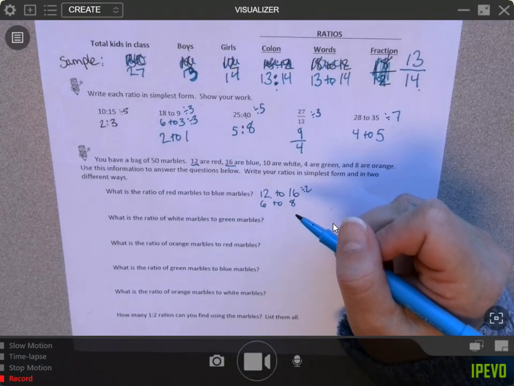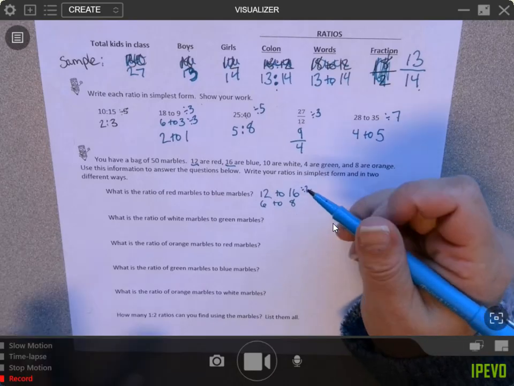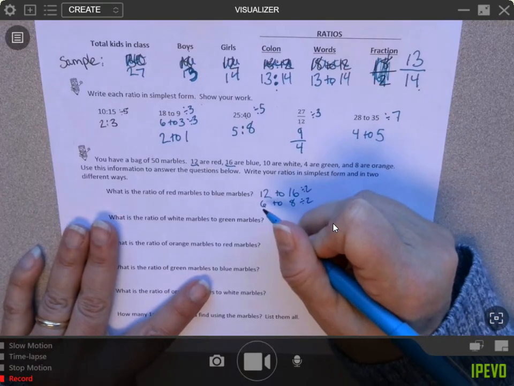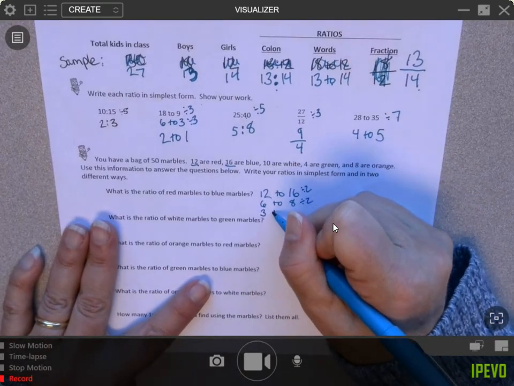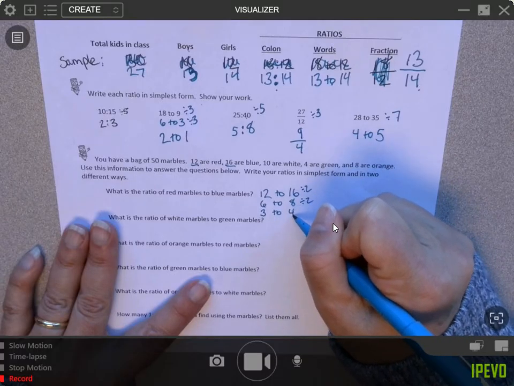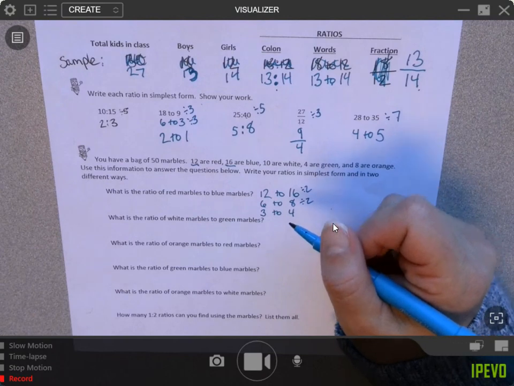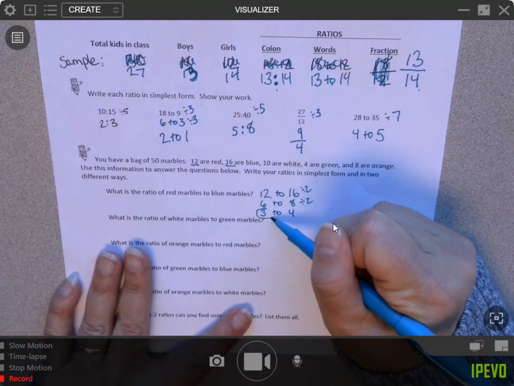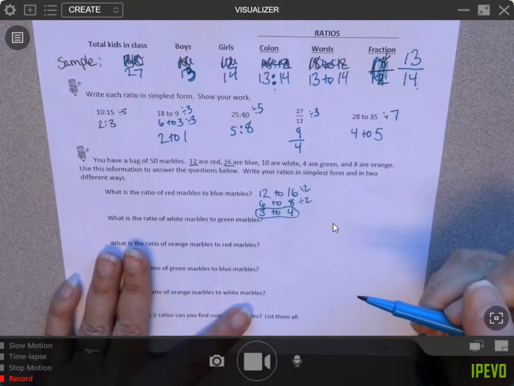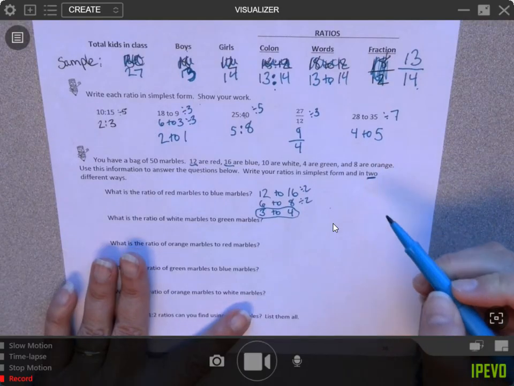What else can I divide out, Adeline? Another 2. 6 divided by 2 is 3. 8 divided by 2 is 4. Is that as simple as I can go? Yes. So I'm going to circle that. That is one way to show my ratio. But it says to show it in 2 ways.